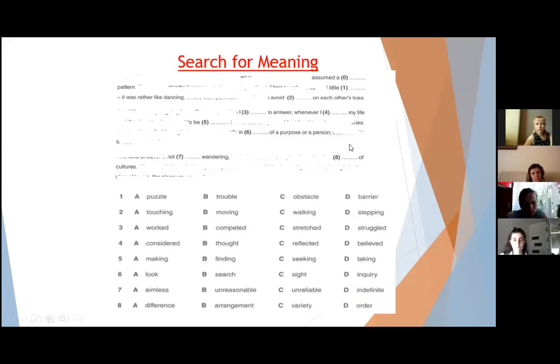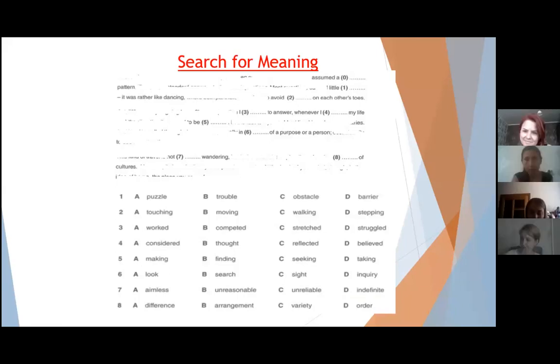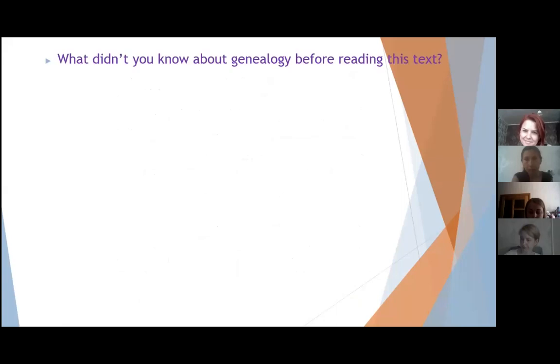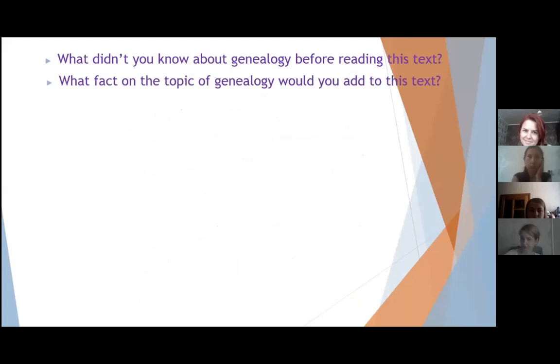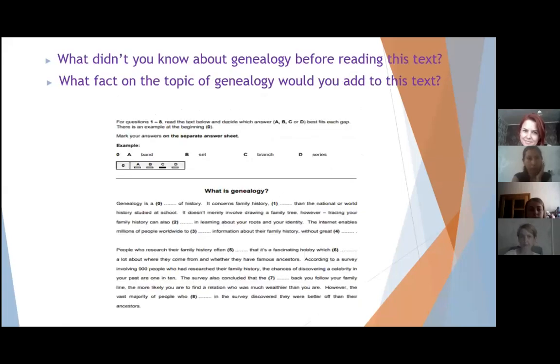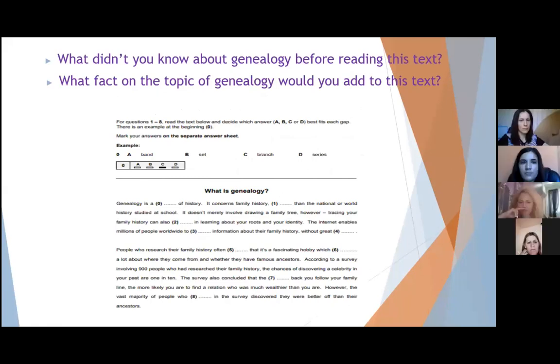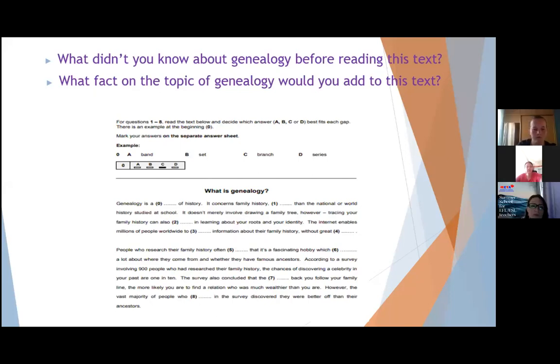Right. What you need to do first is search for meaning. How to do it? An easy way. Let's cut off the options. Let's do it like this. So I preserved the text about genealogy and I added two questions to that. Please read the text about genealogy and write one new fact you learned from this text and one fact about genealogy you know, but which is not present in this text.